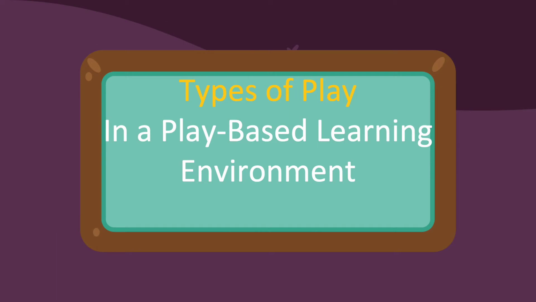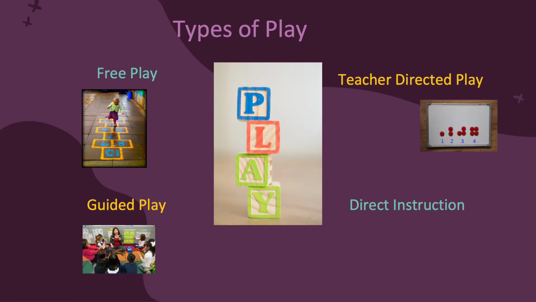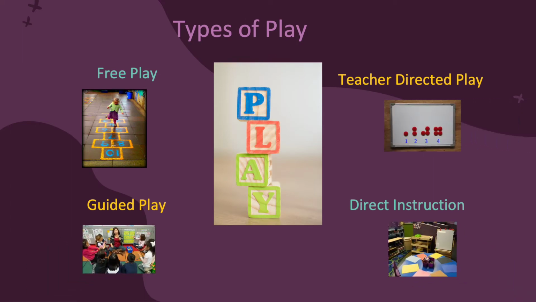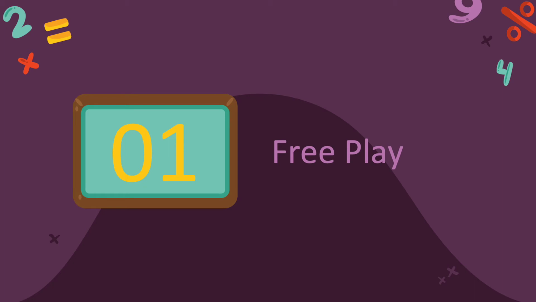There are 4 different types of play that can be found in a play-based learning environment. The 4 types of play by Wickstrom et al. 2019 are 1. Free play, 2. Guided play, 3. Teacher-directed play, and 4. Direct instruction. We will take a closer look at each type of play in this video. The first type of play we will be exploring is free play.